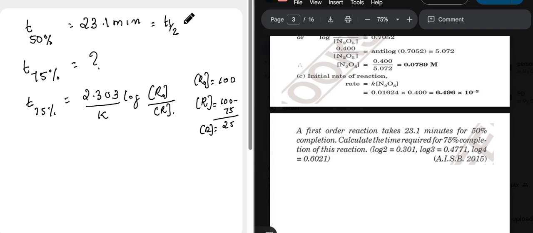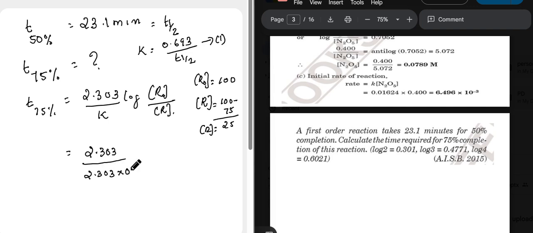Since T half is given, K can be calculated as K is equal to 0.693 by T half. Why am I choosing this equation? Because it is a first order reaction. So K's value is 0.693 by T half, where T half is 23.1 minutes. So we can substitute this in this equation. Since they didn't ask for the K value directly, we can take this out and substitute. So 2.303 by 0.693.